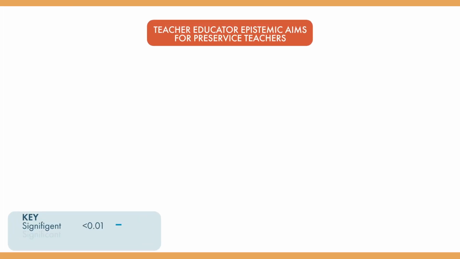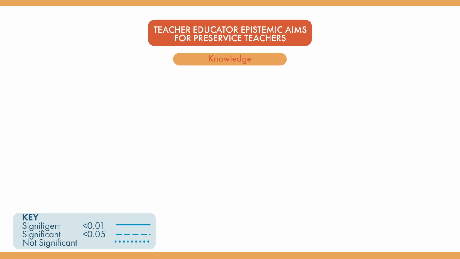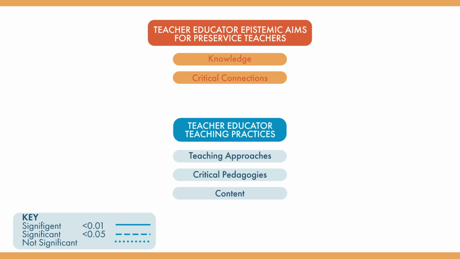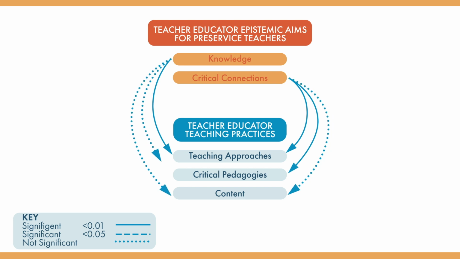So one of the relationships we focused on was the connection between teacher educators' epistemic aims, and this is for pre-service teachers, and the teaching practices they engaged in. Teacher educators' epistemic aims related to both knowledge and understanding or critical connections predicted the teaching practice related to teaching approaches that encourage discussion and debate in a supportive environment. Teacher educators who placed greater importance on epistemic aims related to understanding or making critical connections were more likely to place greater importance on critical pedagogies in their teaching practices.